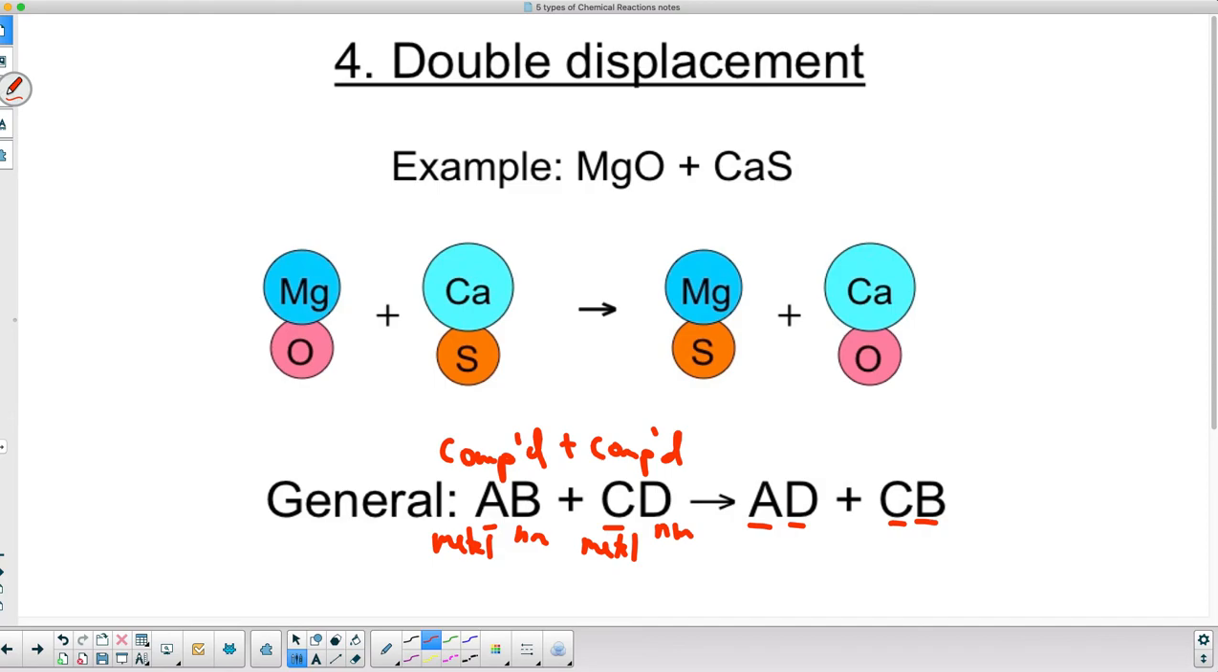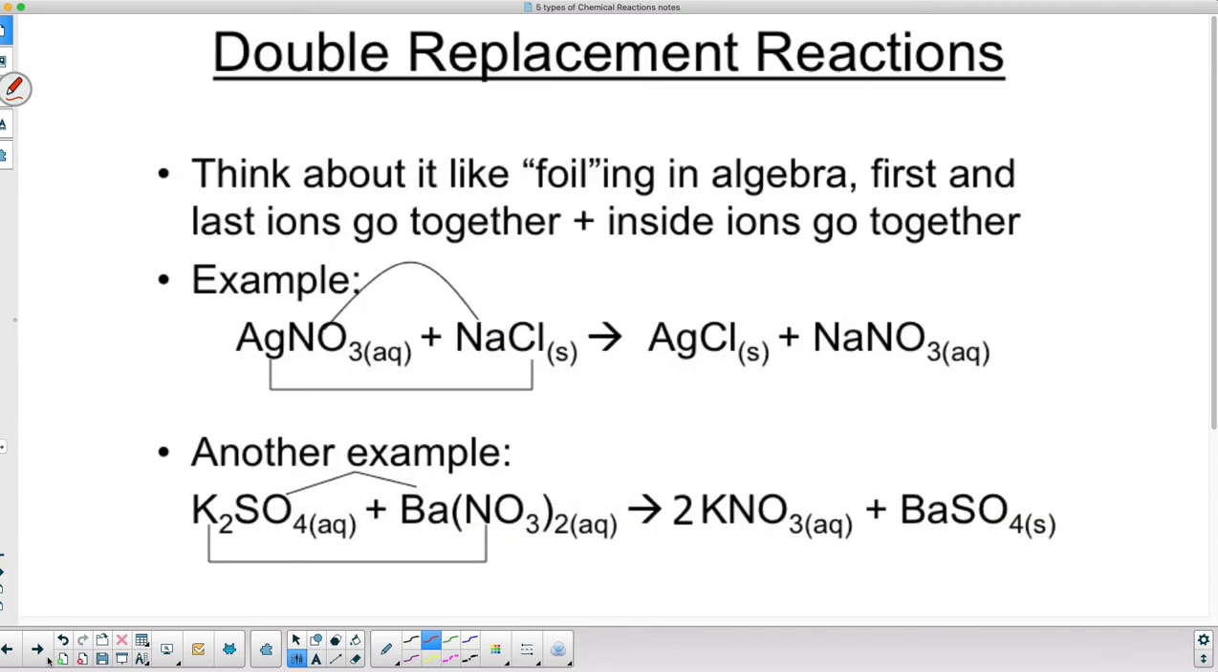So when we go from a compound plus a compound, that is always a double displacement, well, not always. For us, that's a double displacement reaction, because it does get more complicated. Chemistry is a lot more complicated than this, so we're just doing the very basics. So that's a double displacement reaction. Double replacement, double displacement, always exactly the same thing. It sounds like the foiling in algebra, where you take the first and last and then the inside go together. That's one way to think of it.